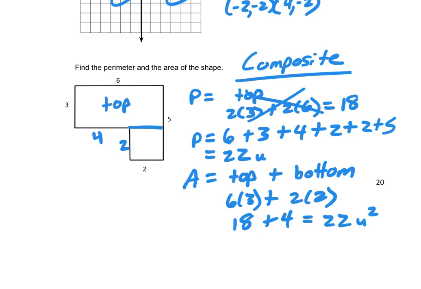Okay. Now, kind of weird, right? The perimeter and area are the same. Is that going to happen very often? No. Probably not. Very seldom will both the perimeter and area be the same number. In this case, they happen to be. Okay. That's all we got. We do got big ideas today.